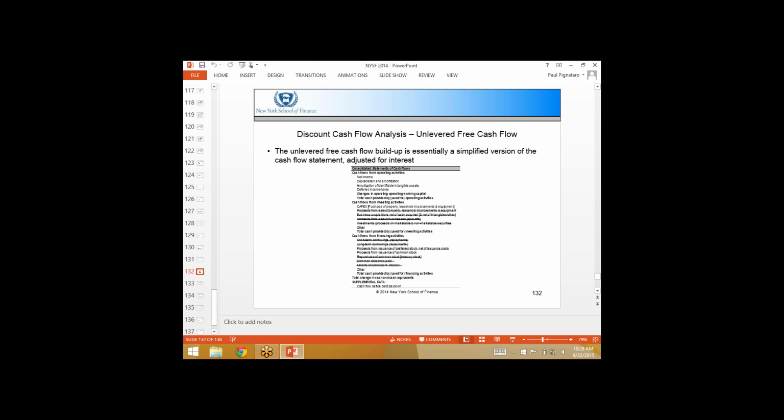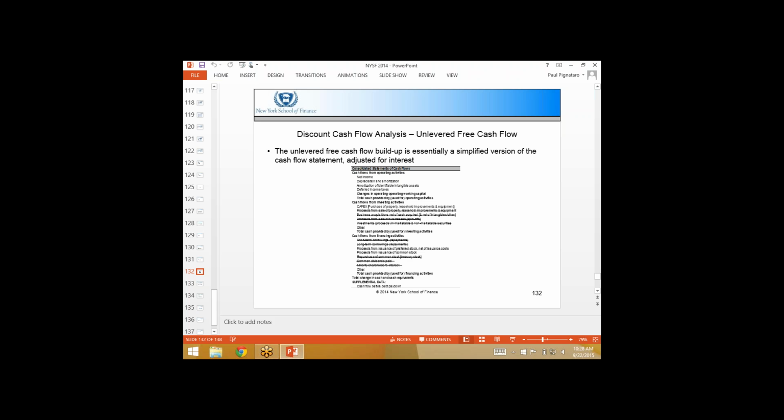And so what I'm trying to illustrate here is the unlevered free cash flow is really just a simplification of the standard cash flow statement. Here's a cash flow statement that has cash from operating activities, net income, D&A, deferred taxes, working capital. Here's cash from investing activities, which contains CapEx, other investing items, cash from financing activities, which contains cash from debts, cash from equity, and distributions.